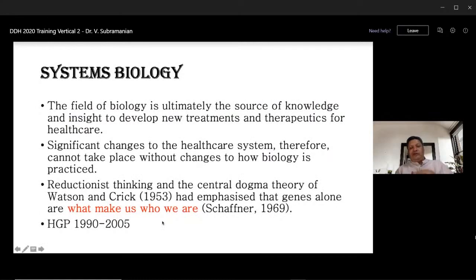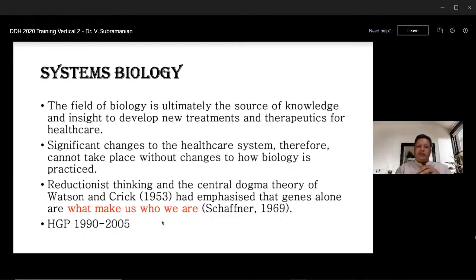So when we talk about system biology, this field of biology is ultimately the source of knowledge and insight to develop new treatments. The more you understand biology, the better you are able to treat or handle it. Significant changes to the healthcare system therefore cannot take place without changes to how biology is practiced. And we know that right from the introduction of modern science, we are doing experiments like in physics and chemistry. We are also doing experiments in biology, to exploit that biology in the disease and health state, or to use it for making new drugs or interventions to treat diseases.